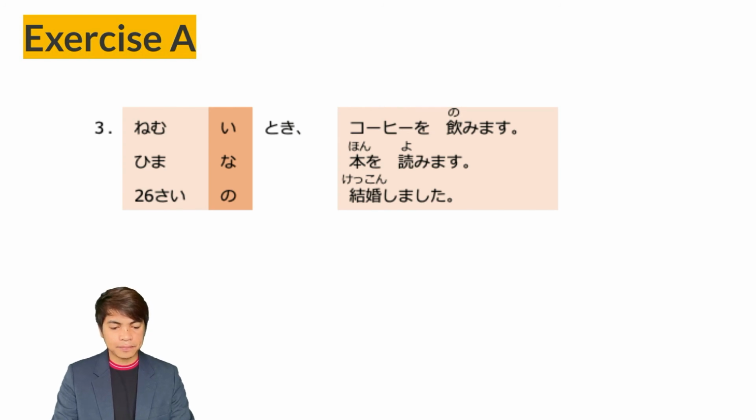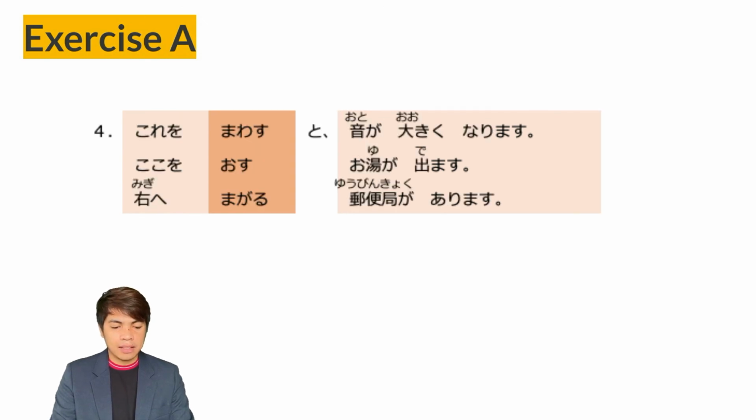Next line, nijuurokusai no toki kekkon shimashita. So nijuurokusai is a noun, so we will use the no. Nijuurokusai no toki, when I was 26 years old. Kekkon shimashita, I got married. Number 4, kore o mawasu to oto ga ookiku narimasu. So from the sentence kore o mawashimasu, to turn this. Now the plain form is mawasu. Kore o mawasu to, if you turn this, oto ga ookiku narimasu, the sound gets louder.